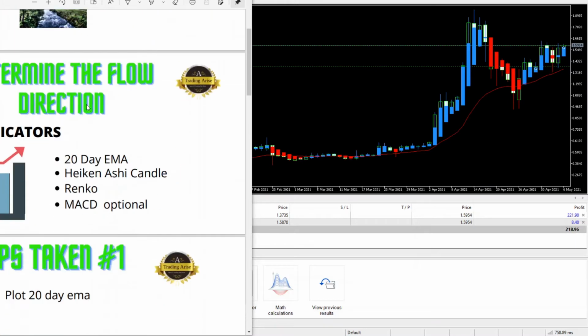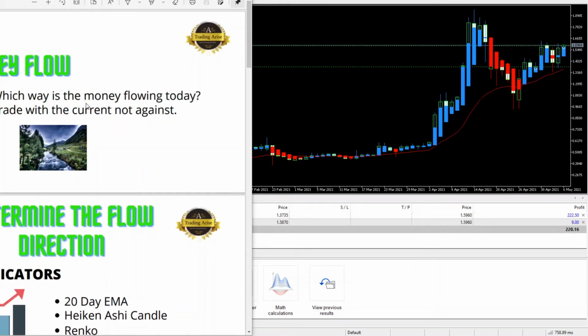And then here's the ebook we'll be looking at. Money flow. You want to trade with the money. Which way is it flowing? Trade the current with the current, not against the current.